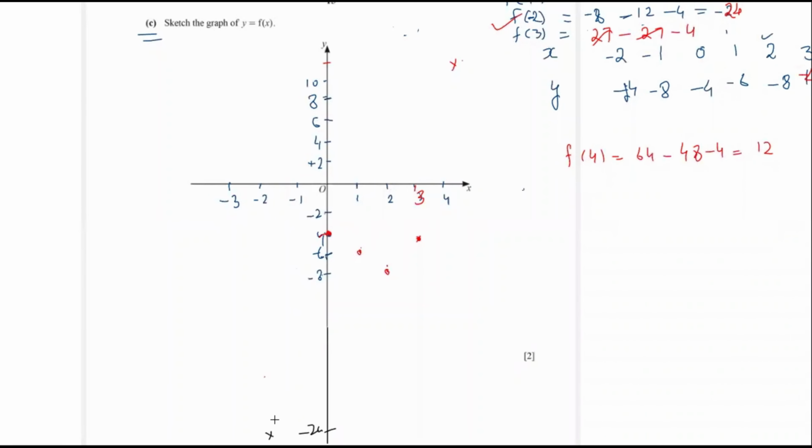And next, now we join all these points. Minus 1 to minus 8. And this is the minus 8. Now we join all these points. You see here. Now this is the turning point.